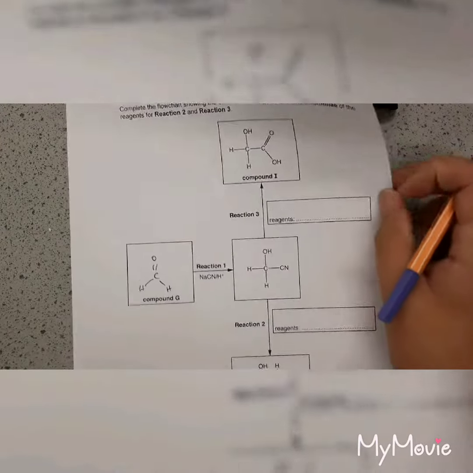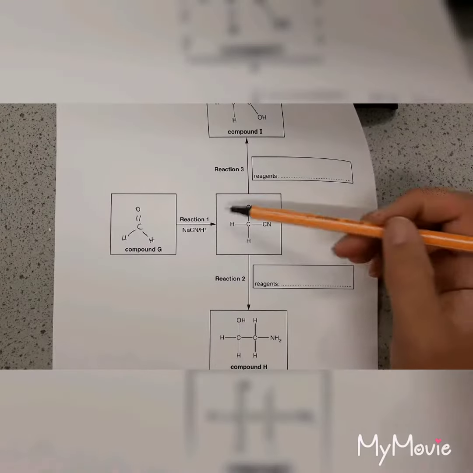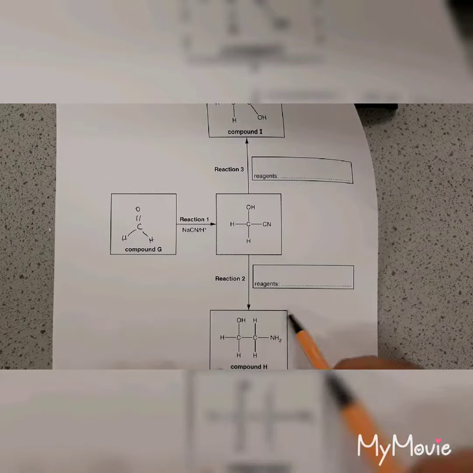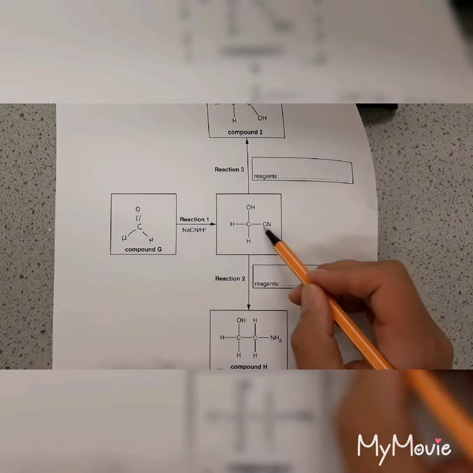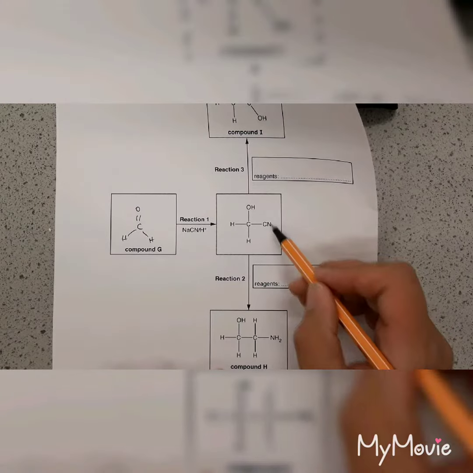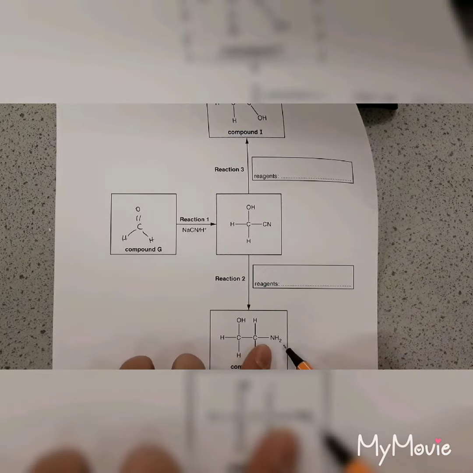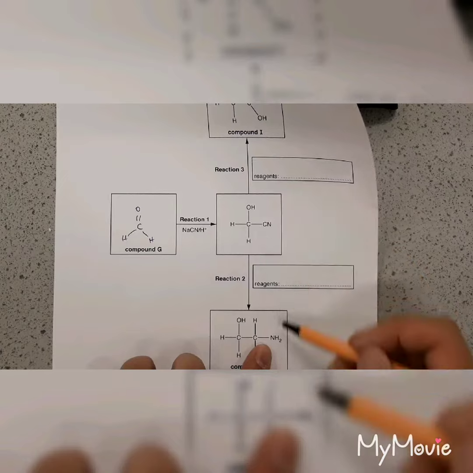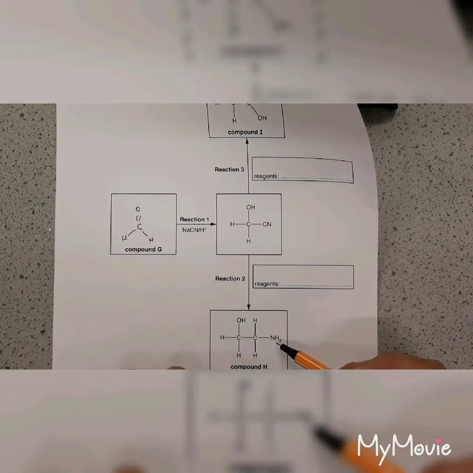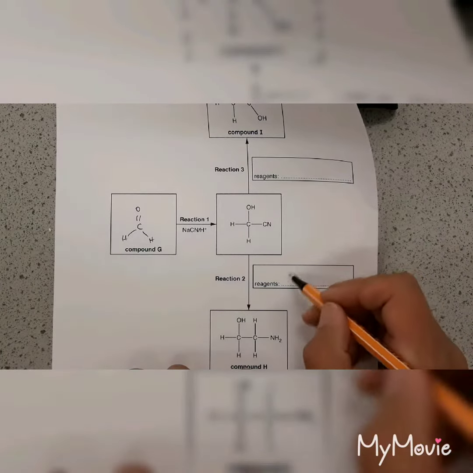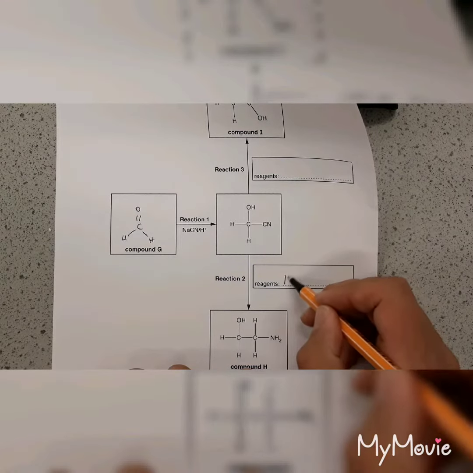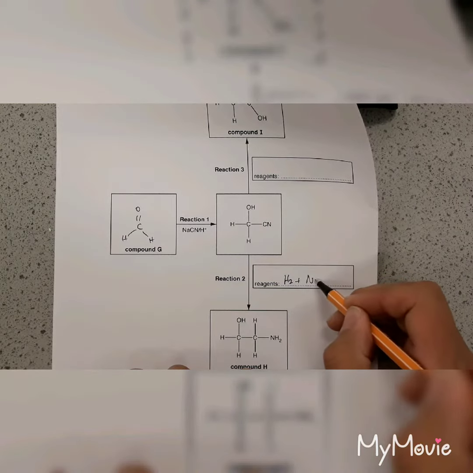Reaction 2, we're going to go downwards. The hydroxynitrile then is going to react to produce an amine here. So we're now changing this CN to an NH2. You can see the carbon is there now. So to react hydroxynitrile to turn it into an amine, I would need to react that with hydrogen and nickel. Okay, so again, just straight off your synthesis routes, hydrogen and nickel.